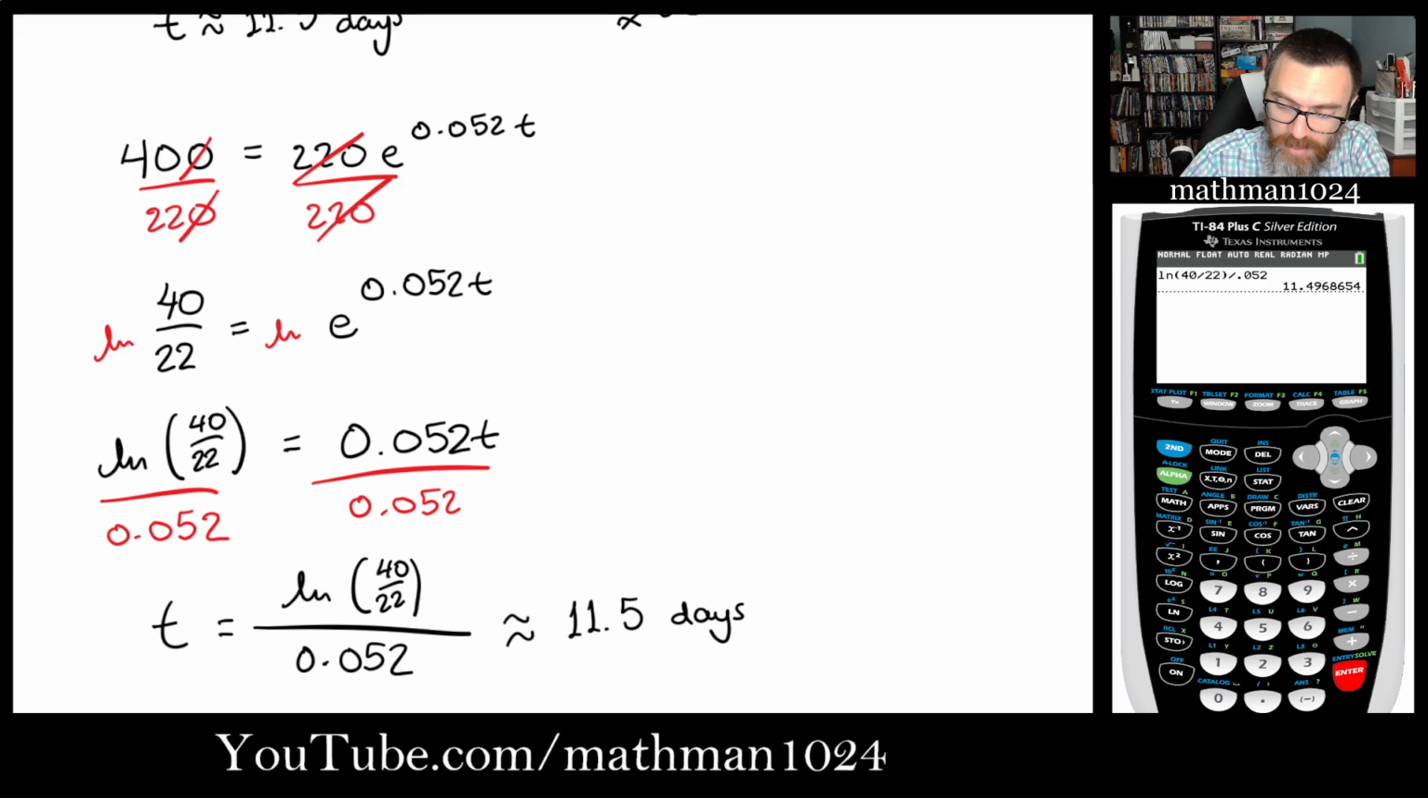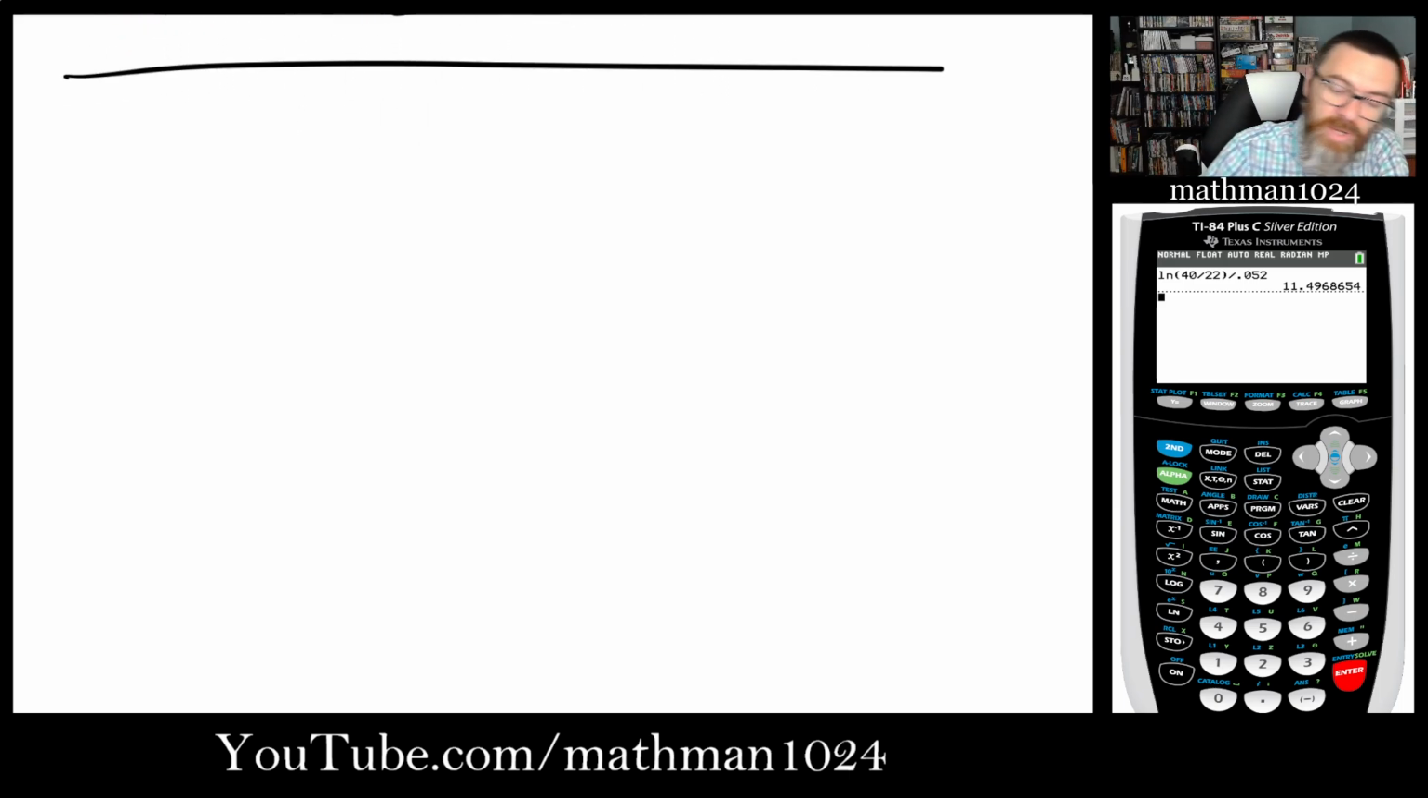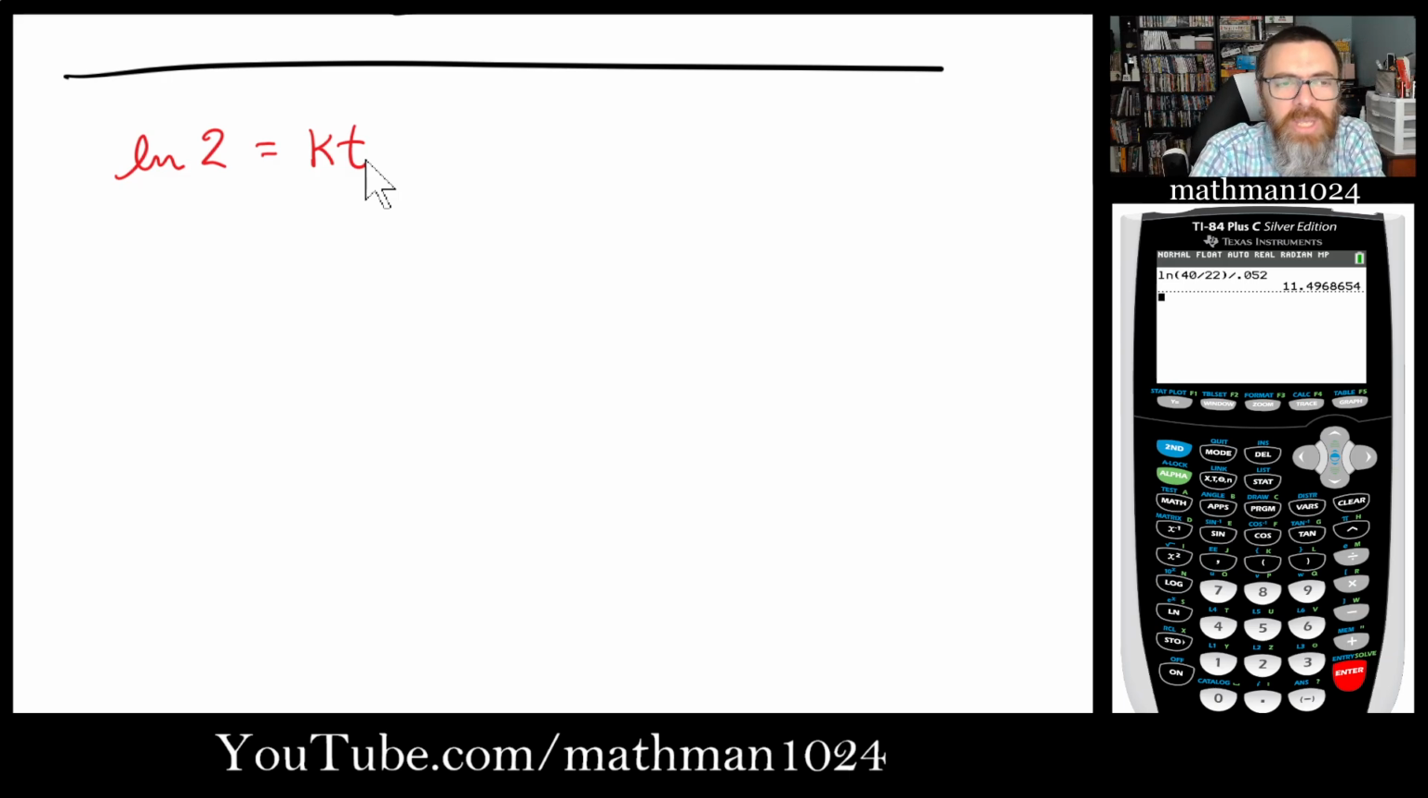Now the last part of this problem is asking for the time it takes to double. Now I'm going to give you a little shortcut here. Think of this like a formula. So the time it takes to double is going to be based off of this. For doubling time, natural log of 2 equals k times t. So you can use this when you're trying to find the rate, if you know how long it takes to double, or if you know the rate, it tells you the time it takes to double.